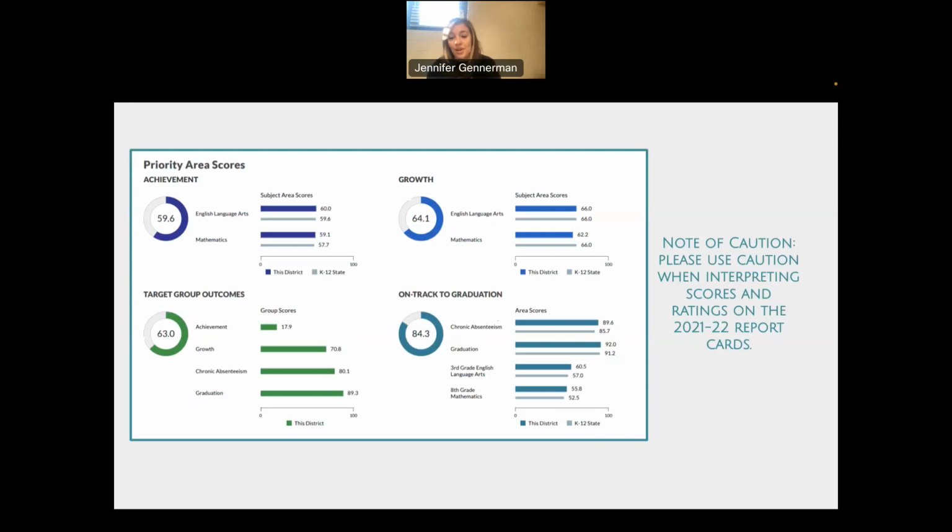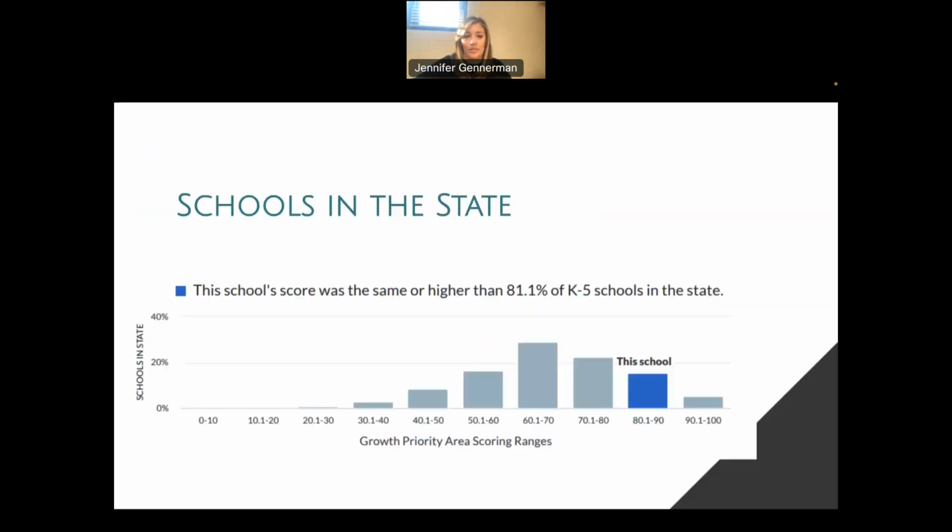While these are all very important numbers, there are also numbers that we look at that are in more detailed reports of the school report card. And I want to share a little bit more about that. So on each report card in each priority area, the school will have a statement or a chart that summarizes how the school's results compare to schools in the state. So this is an example of one of the charts.